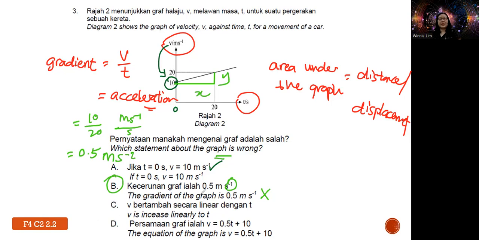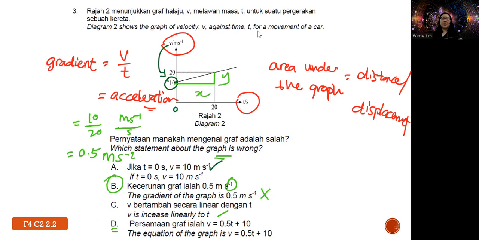C, V increases linearly with T. So just now, in the previous question, the teacher already explained all. Increases linearly means a straight line, but not cutting through 0, but cutting through some point on the y-axis or x-axis. And then lastly, D, how do you get the equation of the graph, V equals 0.5T plus 10?